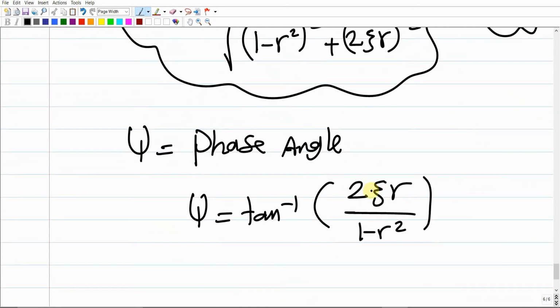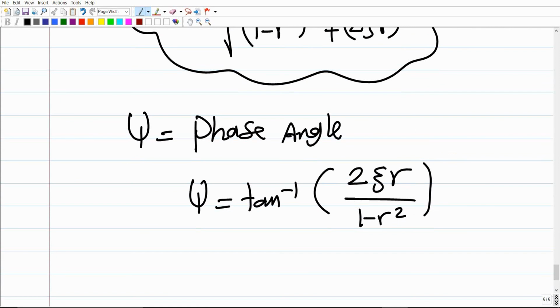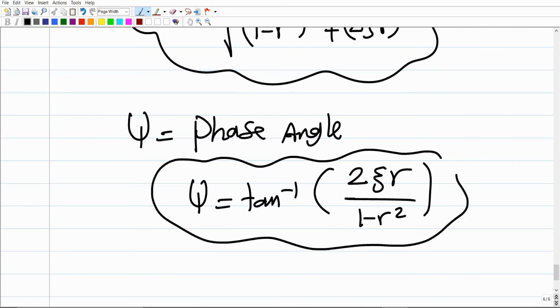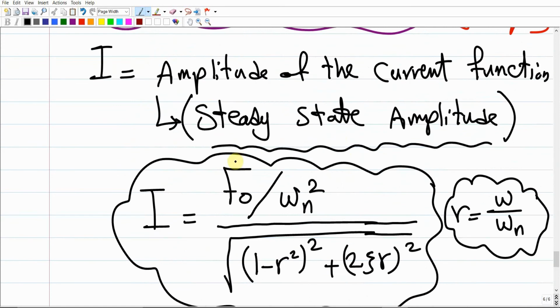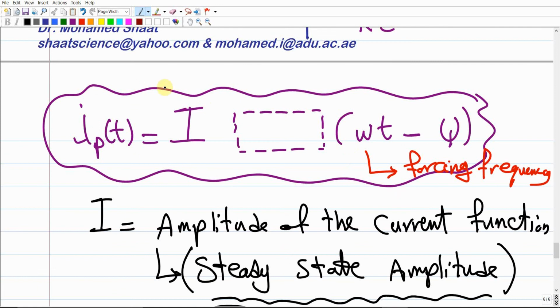You're gonna plug it here in addition to xi, you're gonna end up with the psi, which is gonna give us the phase angle. If you calculated the phase angle and the steady state amplitude, you're gonna plug them here in addition to end up with the particular solution. But how about this dash part?